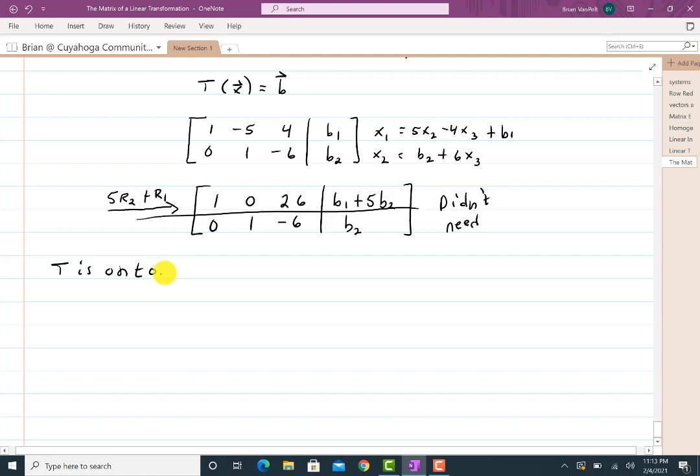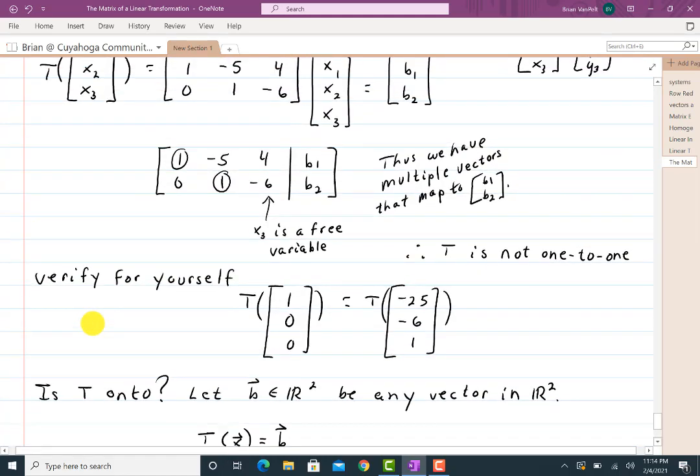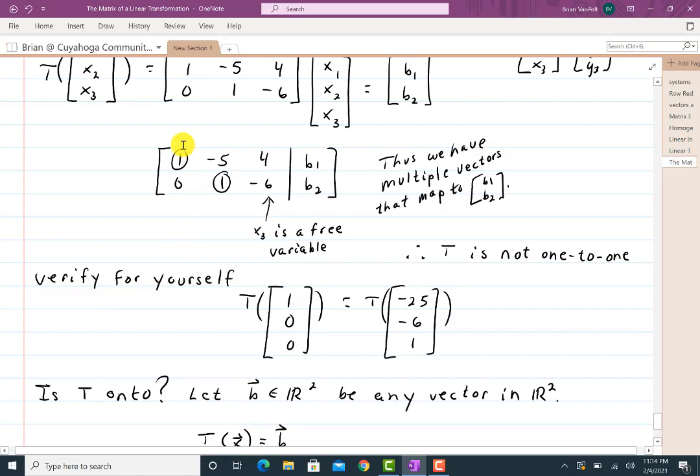Now, the important thing in all of this was to look at these. For the first part, I looked at them, and the second part, I kind of looked at them and saw the same thing. I want you to notice something here. T was onto, and I had pivots in both rows. So this is a theorem I'm going to do in a second. Both rows had pivots. Now go up to 1 to 1. Here, it turns out that you need to have pivots in every column for it to be 1 to 1, and we did not have a pivot in the third column.